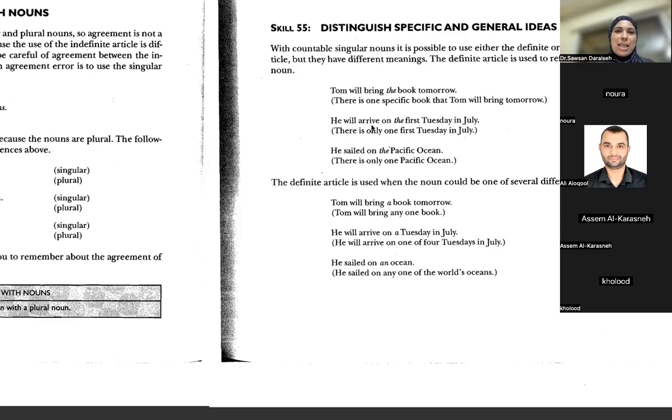Does this mean that he might come on another Tuesday? No. It's very fixed. Isn't it very fixed, guys? Isn't it specific? Yes. So he will arrive on the first Tuesday, the first Tuesday of July, which is the 4th of July. There is only one first Tuesday. Guys, how many first Tuesdays are there in July?